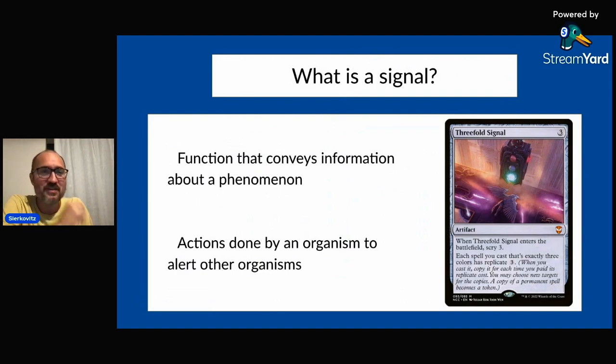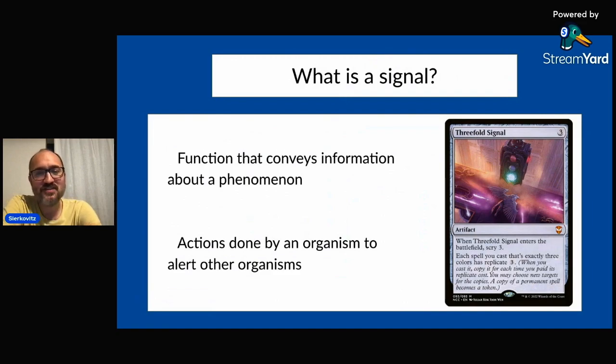So now we can finally, after some time, move on to the main topic of signals in draft. But first, what is a signal? I took some definitions from actually science, nothing to do with Magic, but I thought it would be good to look at the definitions of what a signal is before we start trying to define what a signal is in Magic. One definition I found is a function that conveys information about a phenomenon. And the other definition that I found was actions done by an organism to alert other organisms. And I think that both of those things fit quite decently into the Magic the Gathering draft framework.